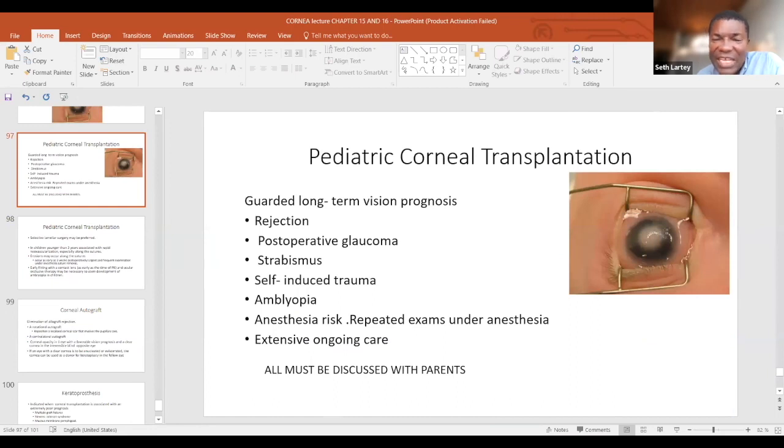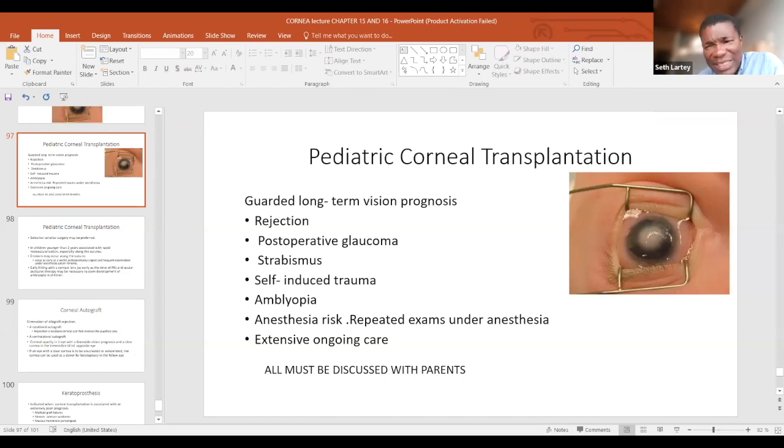If you have a child that you want to do a transplant on, you can do it technically. It's not a problem. But post-op, the prognosis is guarded, and rejections are much higher in children. There's a lot of post-operative glaucoma. They have strabismus. They induce trauma on themselves. You need to manage amblyopia, and anesthesia many times. And if you have a child who cannot tolerate anesthesia, it's a problem. And there's extensive ongoing care.